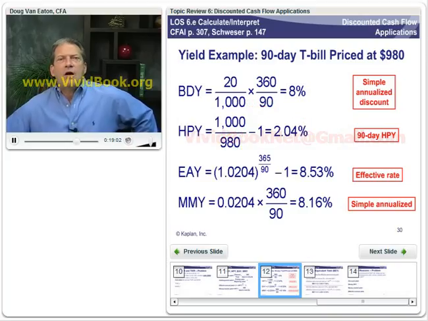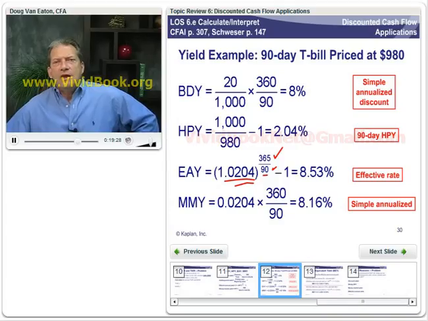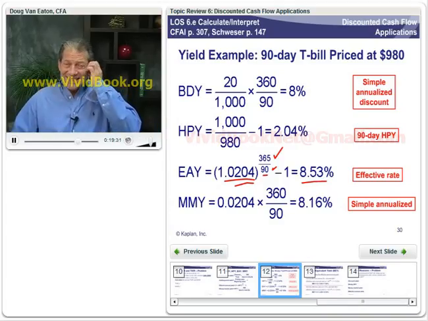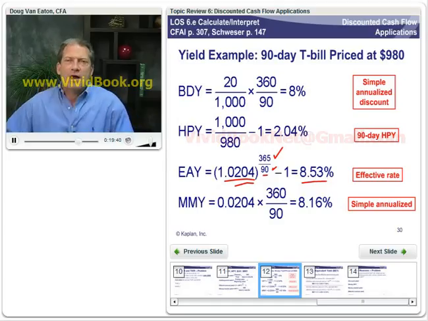2 more of these to go. The equivalent annual yield or effective annual yield. Take that 1 plus that holding period yield, 2.04%. Compound it out for just over 4 periods, 365-day actual year, over 90 days, the maturity of the treasury bill. So our holding period yield is for 90 days, minus 1, and we see our effective annual yield, and that's really telling us if we were to reinvest at that rate just over 4 times, we'd earn 8.53%. Based on a 365-day year.